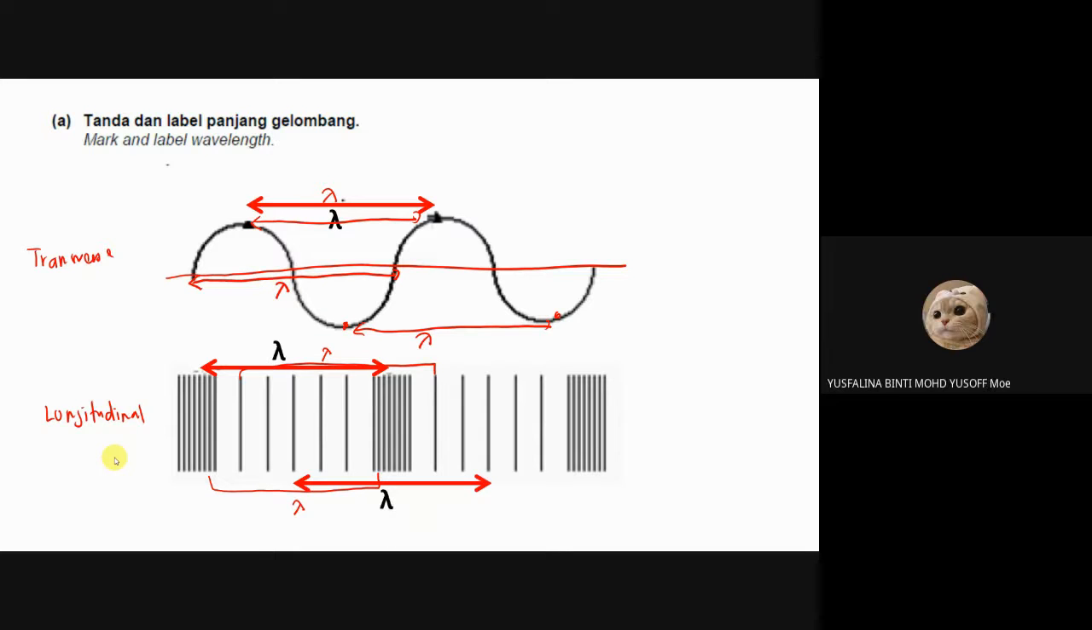For the longitudinal wave, we have to go from the first line of the compression or the rarefaction. It doesn't matter. If we take from the second line, it has to be to the second line too. Second line to second line, or first line to first line. That is still called one wavelength.